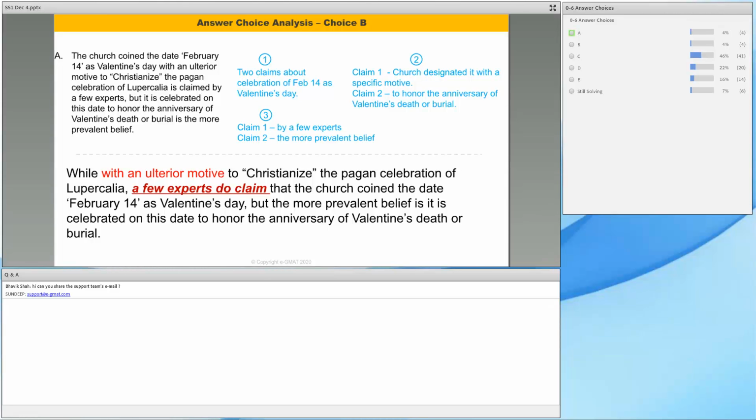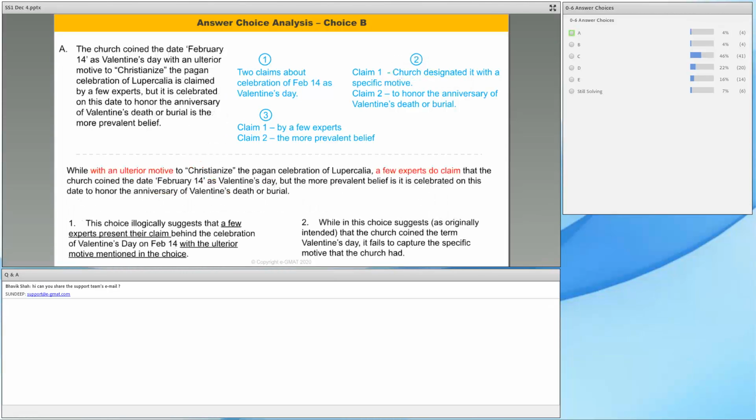Now, this one, remember, the original sentence is over here. In the original sentence, who had the ulterior motive? That was the church that had the ulterior motive. In choice B, who has the ulterior motive? That's a few experts. The ulterior motive has shifted to a few experts, which is why choice B is wrong. Okay.